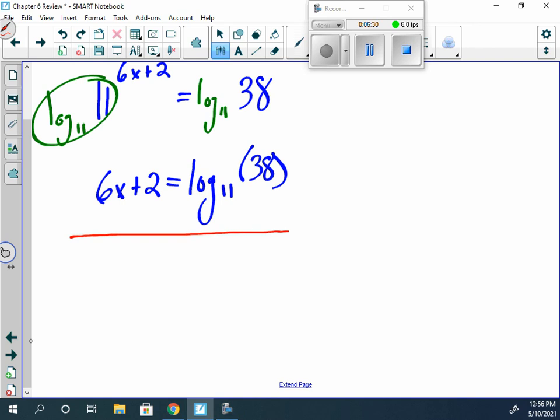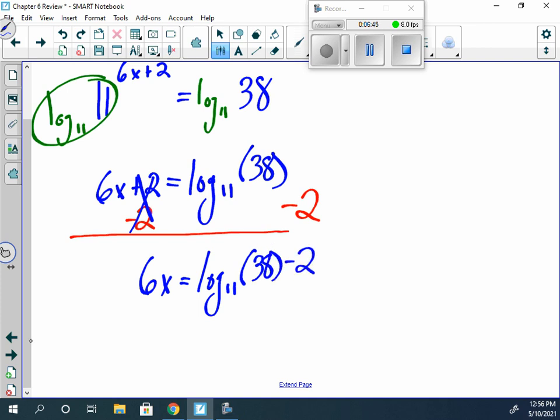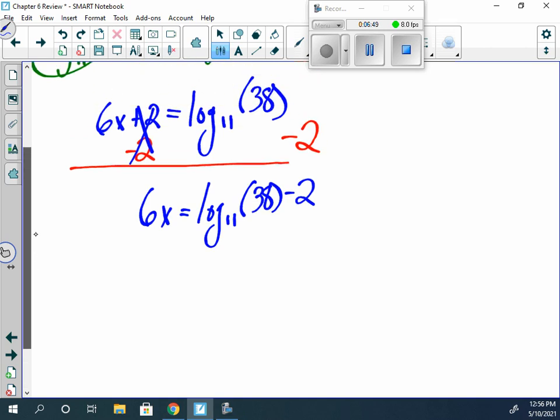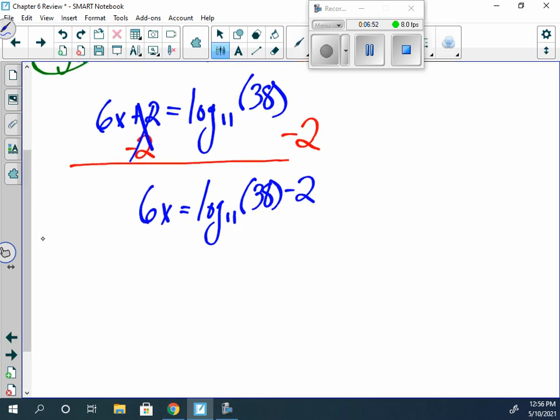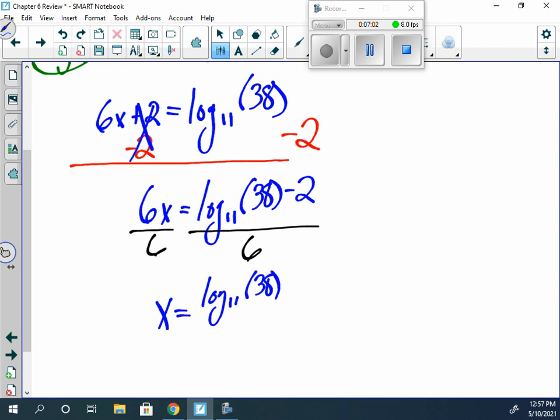And then once we get the variable out of the exponent, we can solve for the variable. So the first thing we can do is subtract 2 from both sides, which will tell us that 6x is equal to log base 11 of 38 minus 2. Then we can divide both sides by 6, which tells me x is equal to log base 11 of 38 minus 2, divided by 6.